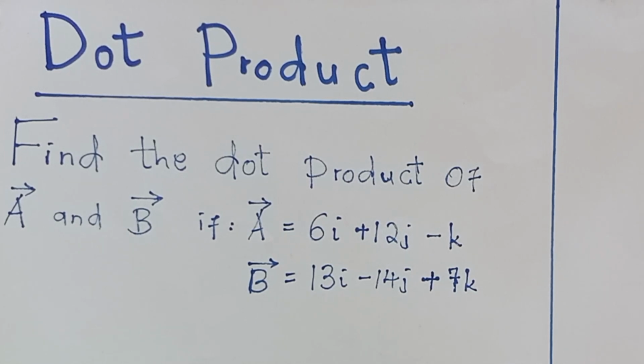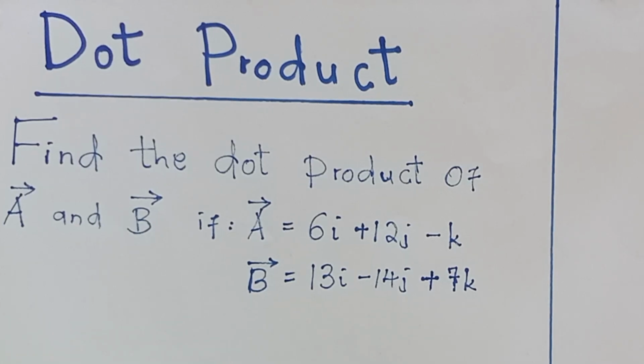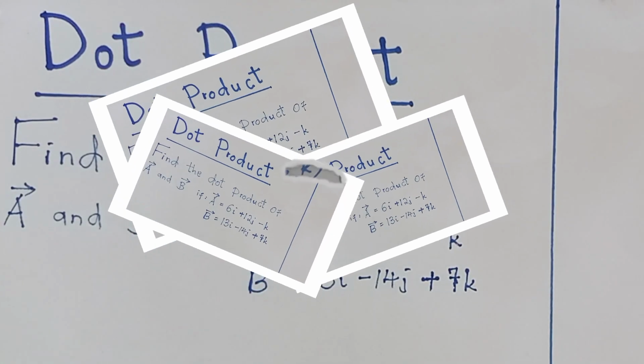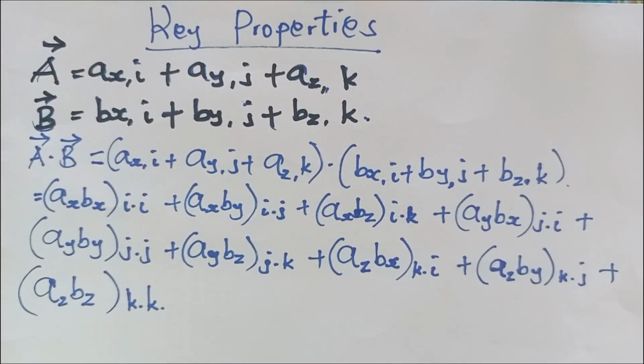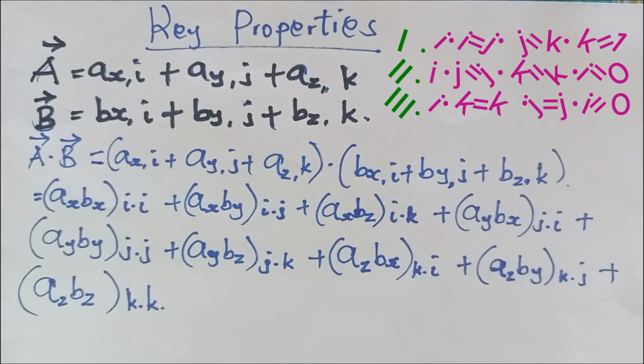You are asked to find the dot product of vector A and vector B. Watch. It is important to understand some key properties of the dot product.